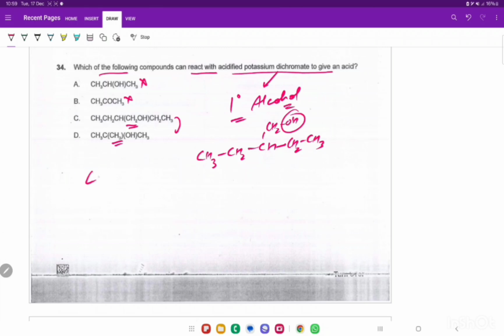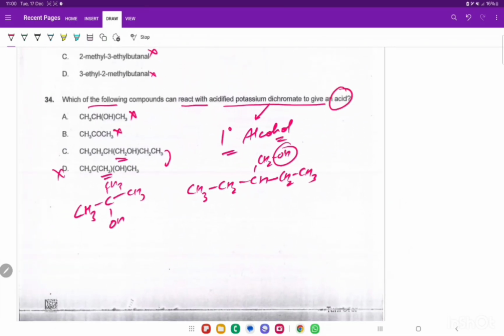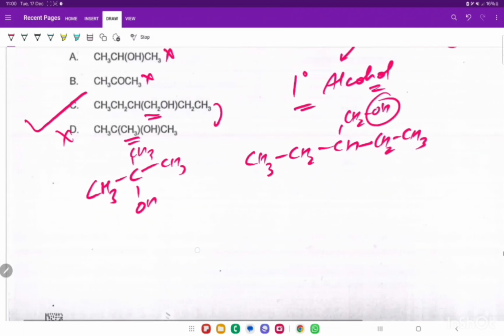This is a tertiary alcohol, I think. CH3, COH and CH3 and this CH3. This is a tertiary alcohol, so this is also wrong. Only primary alcohols give carboxylic acid. Hence the answer is C. C is my primary alcohol. The rest are not primary alcohols. Therefore the 34th question answer is C.